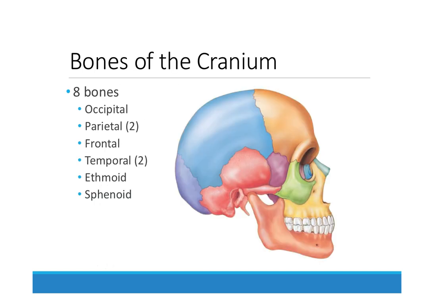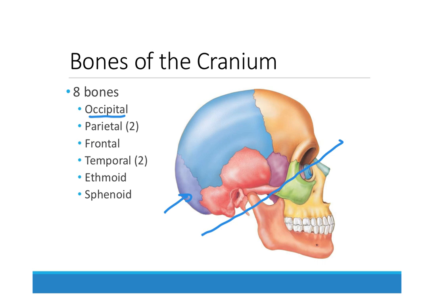So let's go over the bones of the cranium, basically the brain box. So this would end at about this point. The brain sits in a box. There is a floor to the skull, even though you don't usually think about it when you look at a skull. The very back of the skull, this purple one here, is your occipital bone.